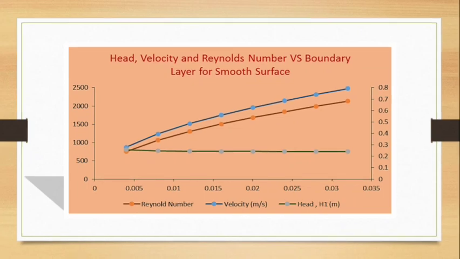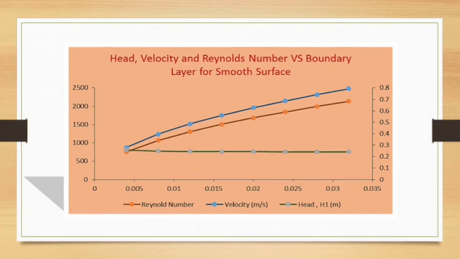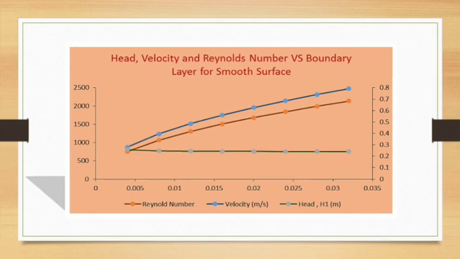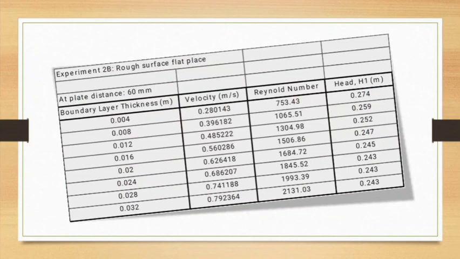At the left vertical are the data for Reynolds number, while at the right vertical are for head and velocity. At the horizontal is the boundary layer. So we can see from this that the higher the Reynolds number, the velocity and the head, the higher the boundary layer. Next, this is for experiment 2B, the rough surface flat plate.